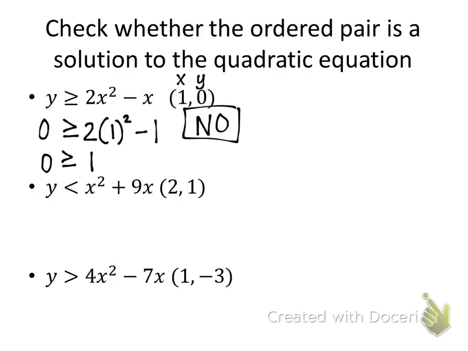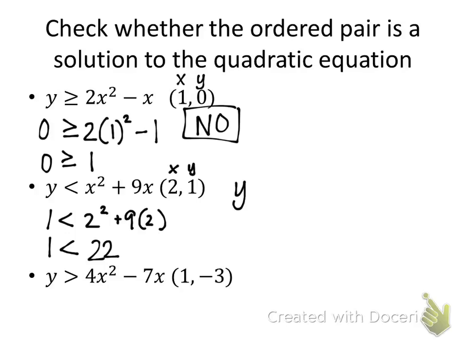So let's do the same thing, but for the next one. Which one of these numbers is x? Which one is y? 2 is x, 1 is y. So we're going to have 1 is less than 2 squared plus 9 times 2. Again, we're only going to plug this side into our calculator. In my calculator, I'm going to do 2 squared plus 9 times 2. What do you get? 22. Is 1 less than 22? Yes. So this is a solution.